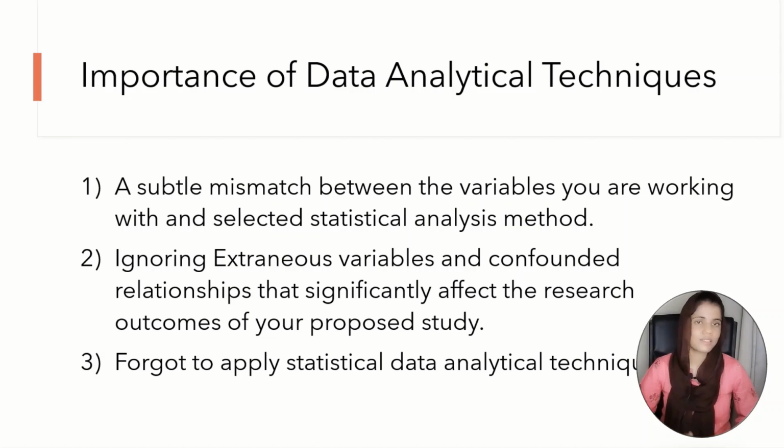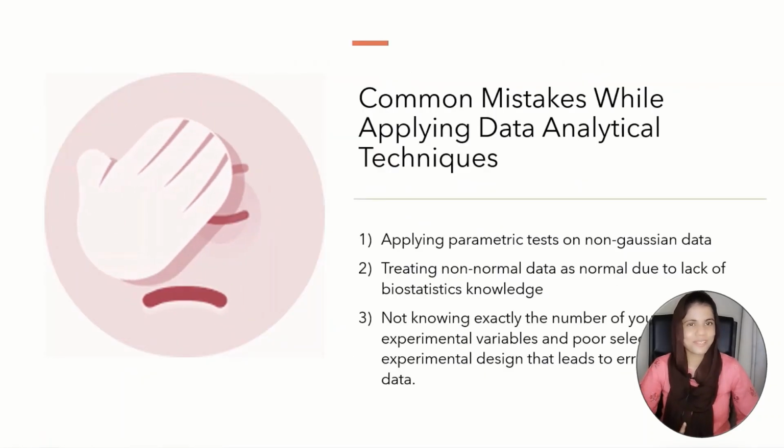Disease Y shows comorbidity with disease X, and it shows dependence on the expression levels of the factor that you were suppressing through the drug T that you just designed. So you need to consider extraneous factors. And the last one is you forgot to apply a statistical data analytical technique. How come? You don't want to do it.